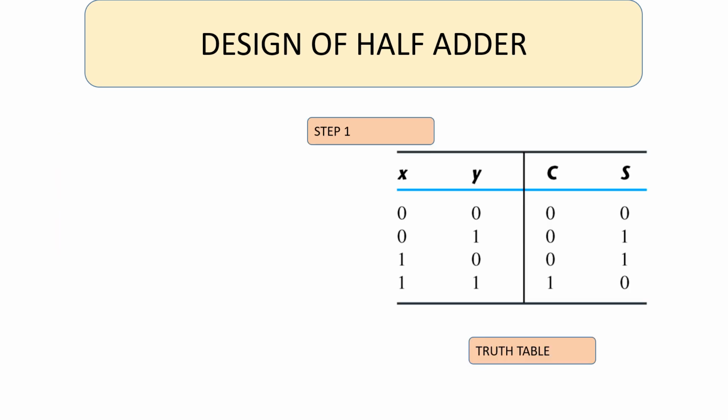Now for the design of the half adder. The first step is the specification of the truth table. The truth table gives the relationship between the inputs, x and y in this case, and the outputs, c and s. Now to simplify the truth table, we'll have a look at all the rows of the truth table. First, have a look at the second row of the truth table. In the second row, the input x is equal to 0 and y is equal to 1. Look at the corresponding value of the output s.